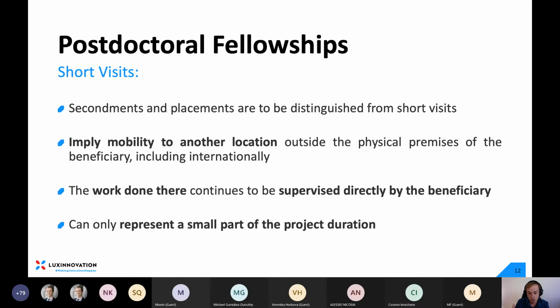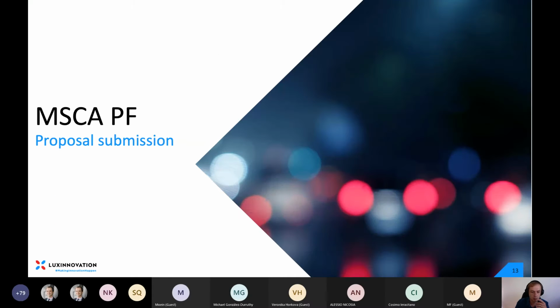So you go to another place, anywhere in the world, it's outside of the physical premises of your beneficiary, and you are still being supervised by your beneficiary supervisor. So it's not that you go somewhere and then there's a new supervisor at this place. That would rather be a secondment. And as I said, it should be a rather small part.